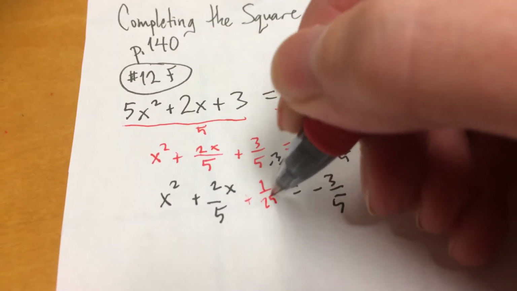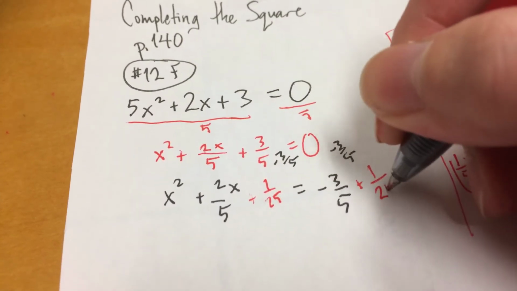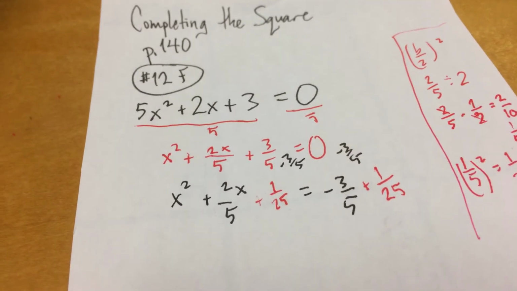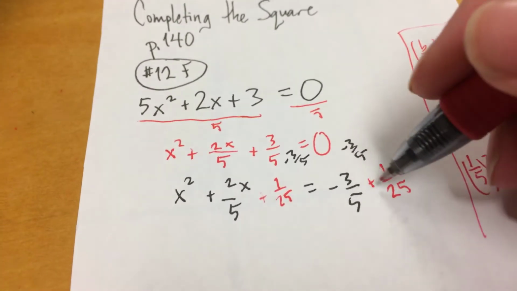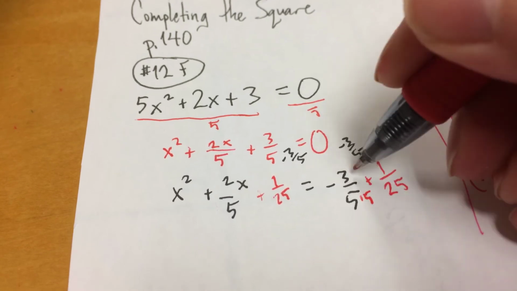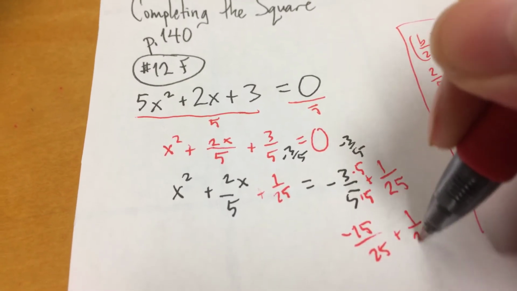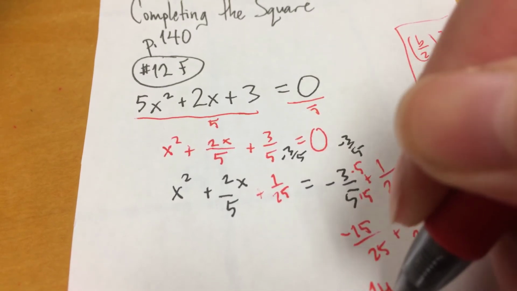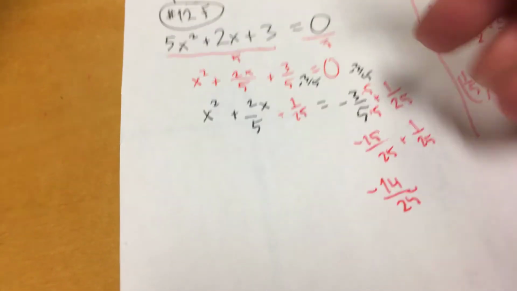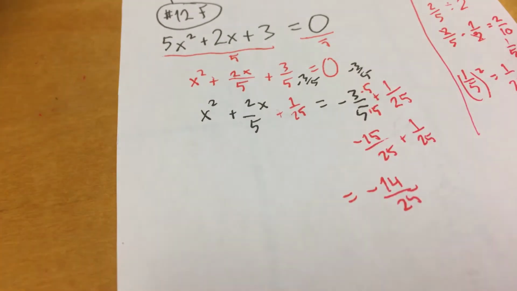So you add that on, add it on over here. Then you're going to need a common denominator to add these guys. So times 5 times 5, you get negative 15 over 25 plus 1 over 25, which gives you negative 14 over 25. So that's what you have on the right side.